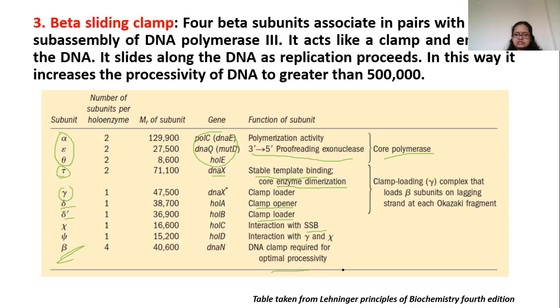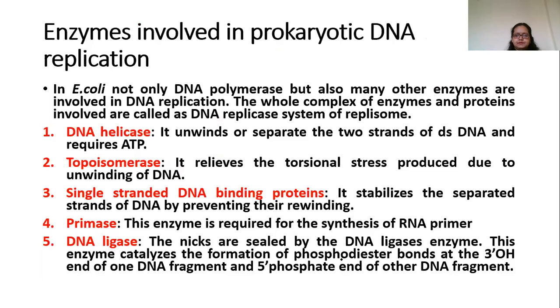So there are three complexes in the structure of DNA polymerase third. The first one is core polymerase, the second one is clamp loading complex, and the third one is beta sliding clamp. And each has various different subunits for performing their function well.